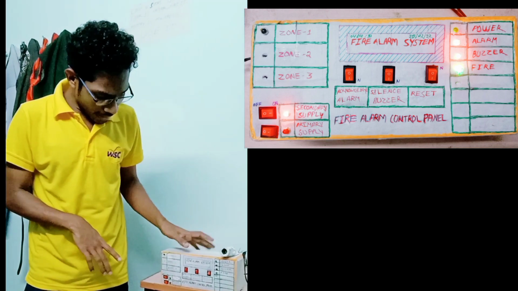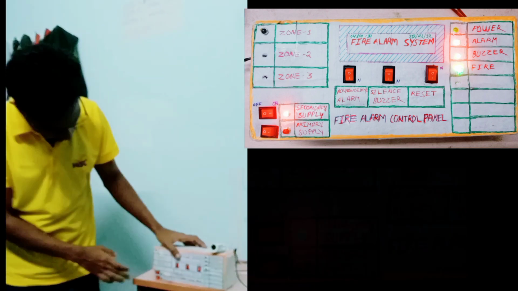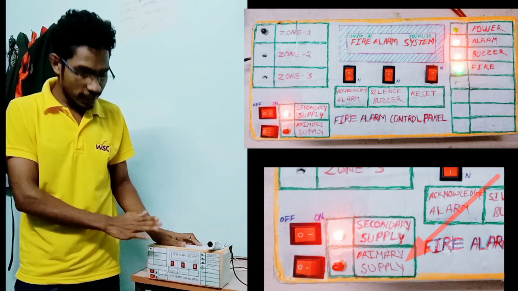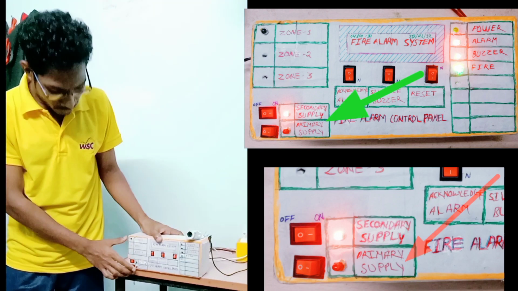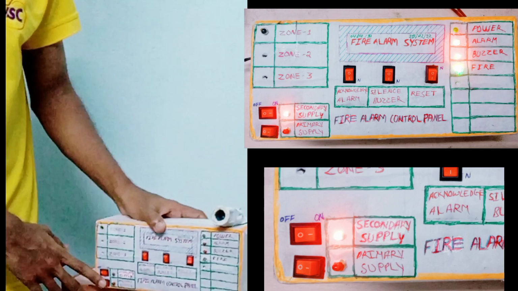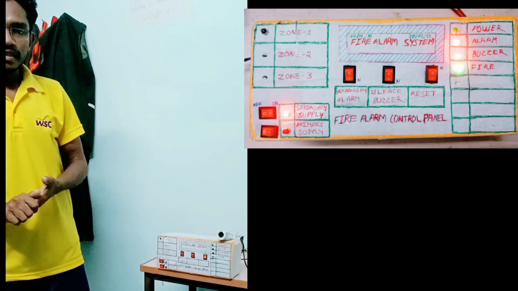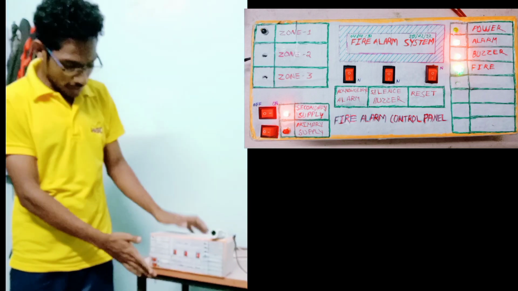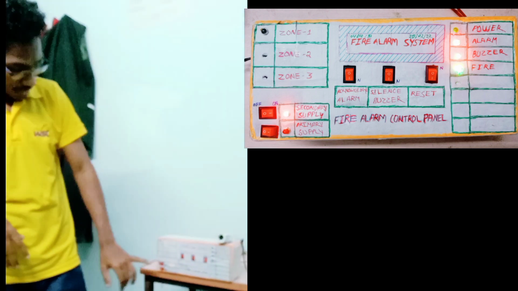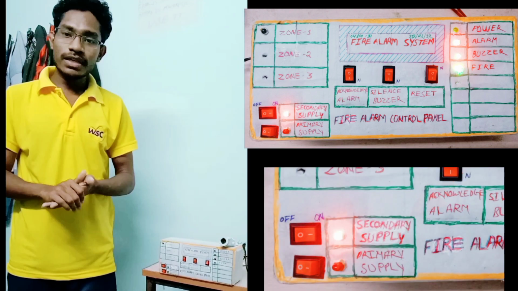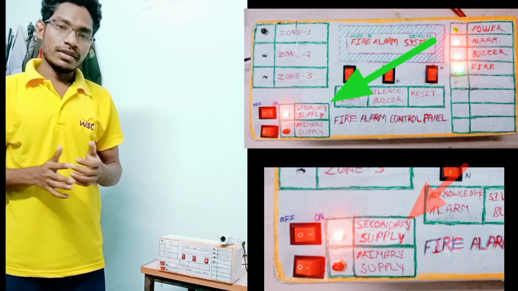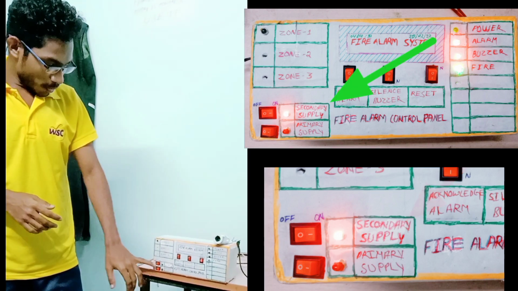So how does it work first? This is the primary supply. First we need the supply. Primary supply means the supply we are using in our building or home. Then what is the secondary supply? The secondary supply is the battery. It is a backup.